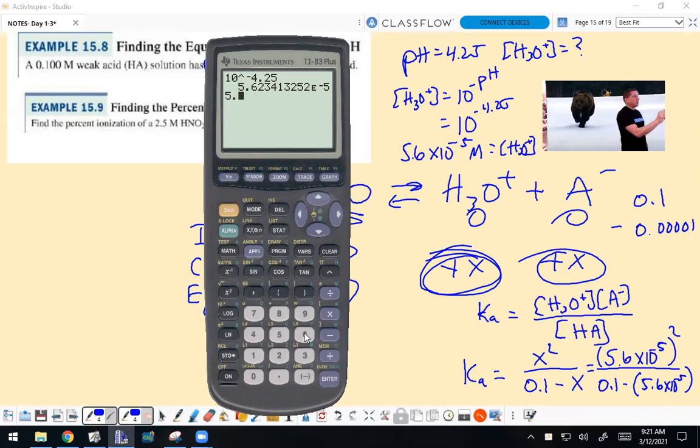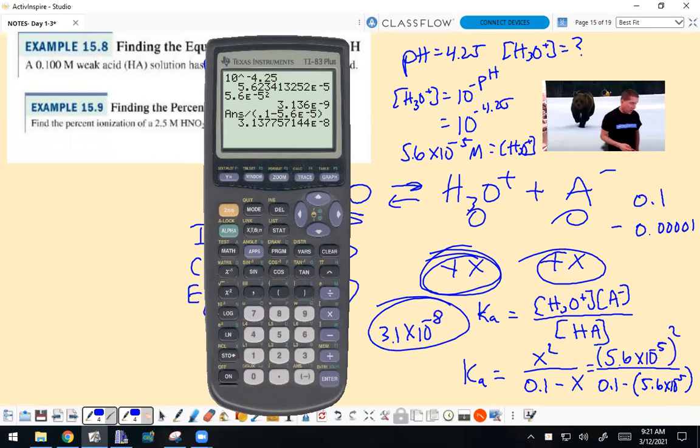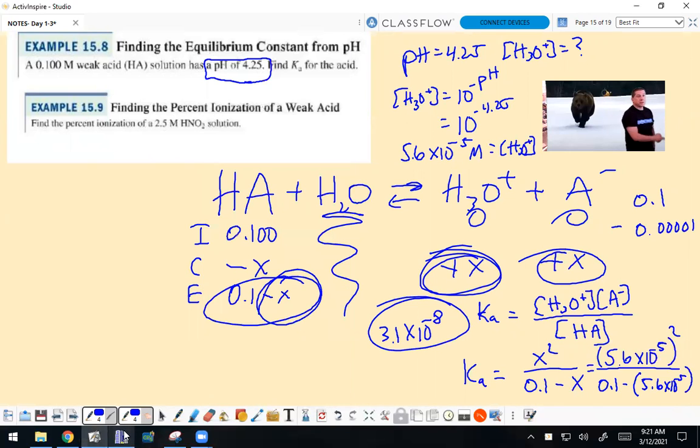All right, so 5.6 times 10 to the negative 5th squared divided by, put this one in parentheses, 0.1 minus 5.6 times 10 to the negative 5. And we get 3.1 times 10 to the minus 8. And remember, K values are unitless, so we don't have to include a unit. So that's if I don't ignore this.